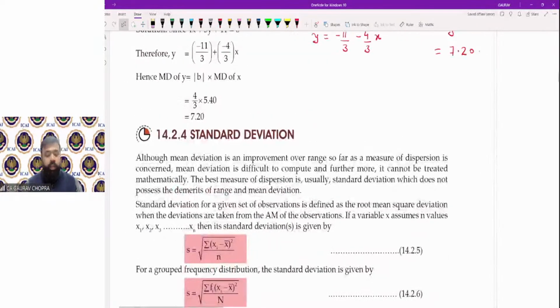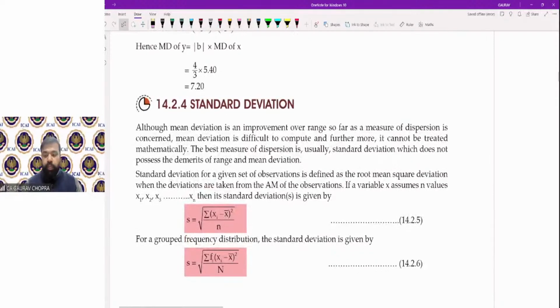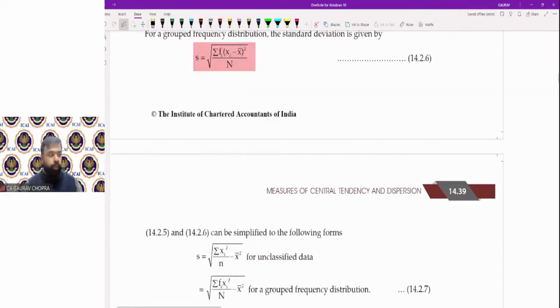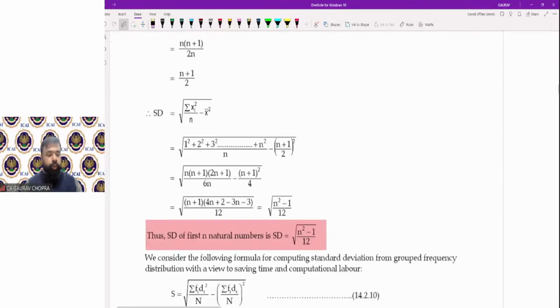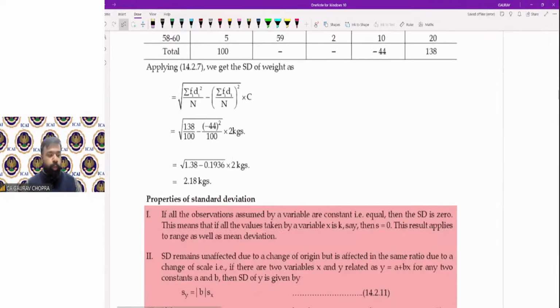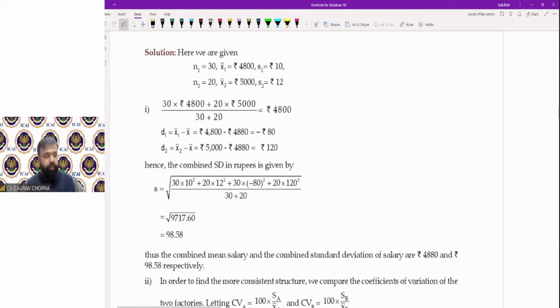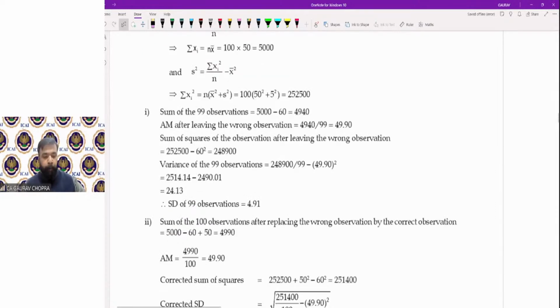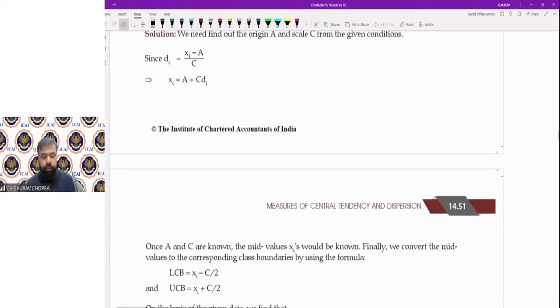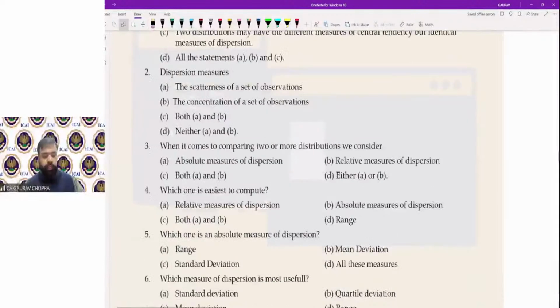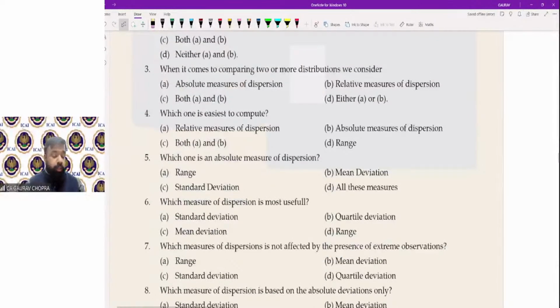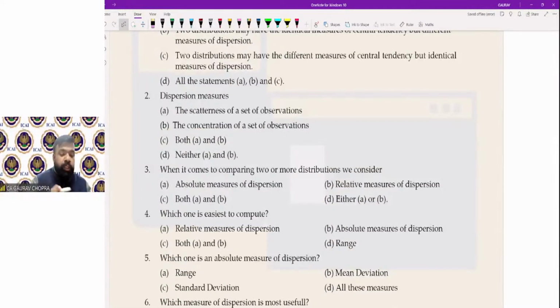Okay, so this is done. Now let's try some questions from the back. Let's quickly go through some questions from the back, and standard deviation we will keep for the next class. Alright, so let's solve some questions. Okay, so starting we are having some theoretical questions. So dispersion measures. Let's write some random questions.